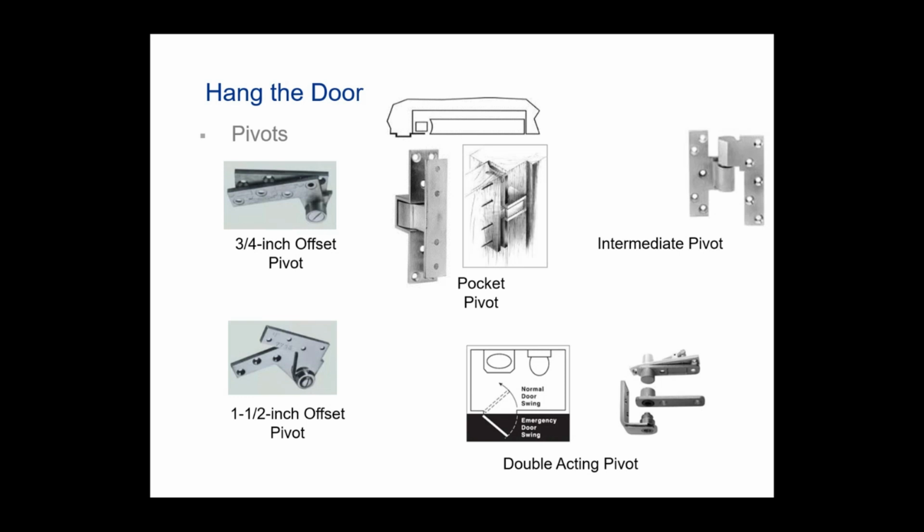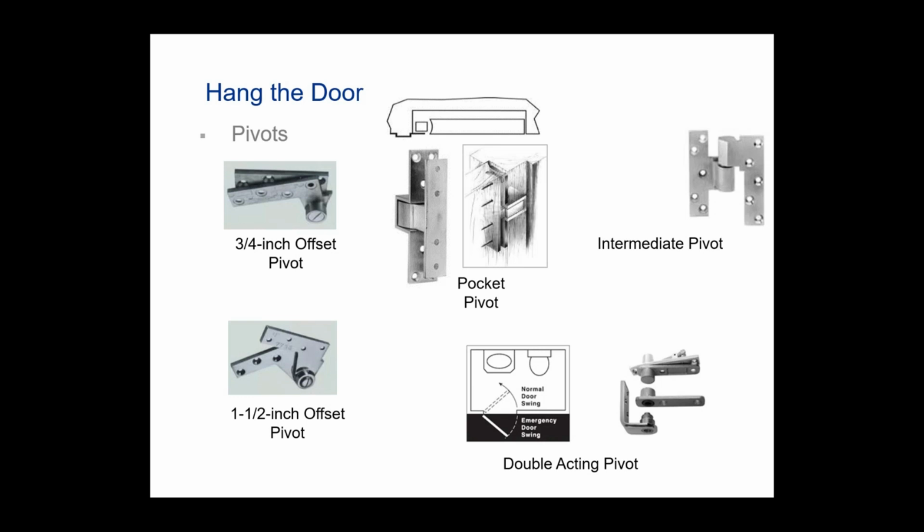But pivots are not only used to distribute weight, they're also used in special applications. A 3/4 inch offset pivot is going to be your most common, if you have a standard door and a standard frame. You want it to open just like a continuous hinge would open a door, or just like a butt hinge would open a door. This would be the most commonly used one.